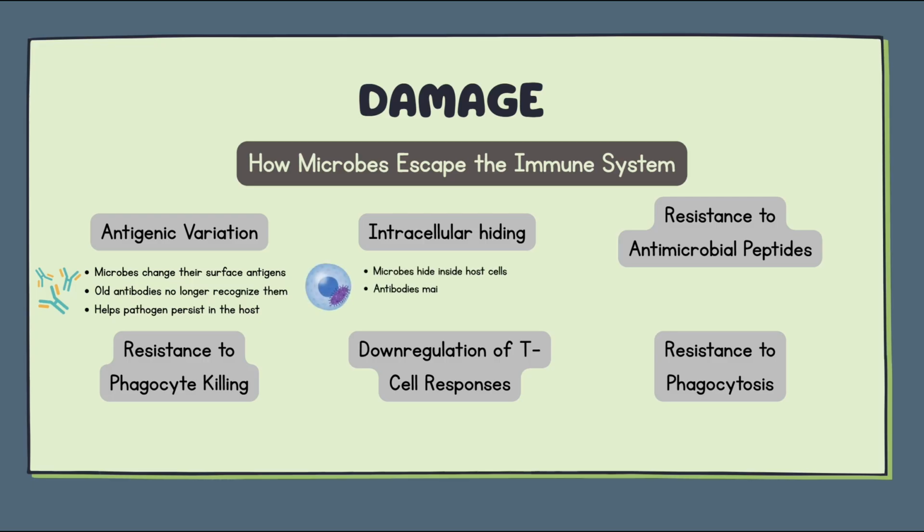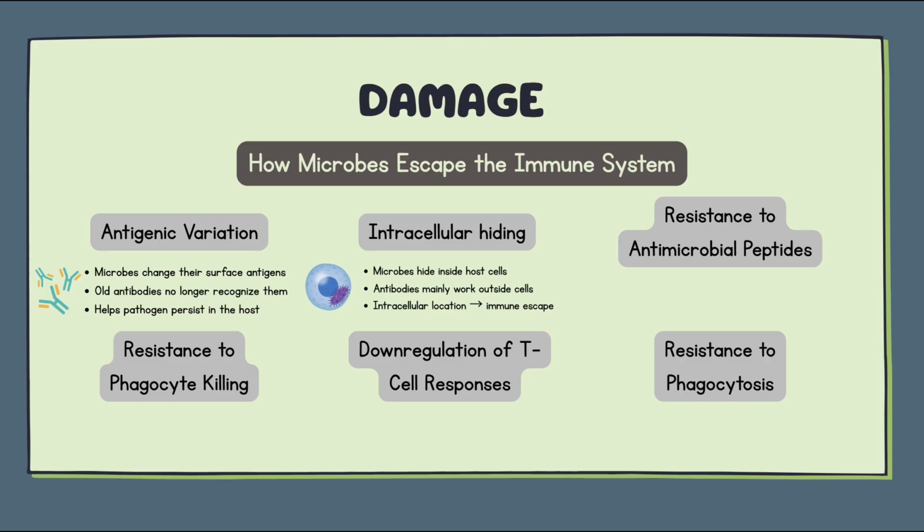The second way is through overcoming antibodies and complement. This basically means that a pathogen is hiding inside the host cell. The antibodies and the complement system mainly work outside the cell. So if the antigen hides inside the cell, it can escape the immune system.